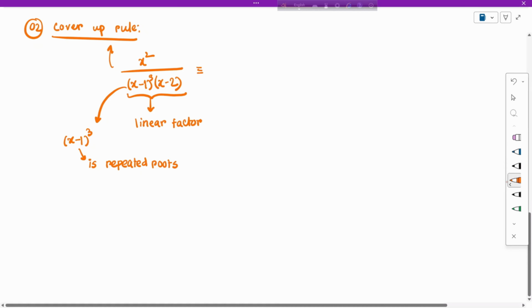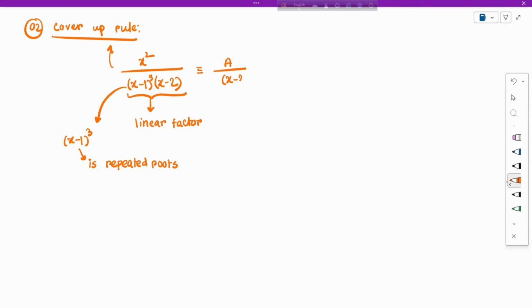What is going to be the formula or the format of the partial fractions that we write? For the linear factor x minus 2, we're going to write a divided by that. For the repeated roots, (x minus 1) whole cube, we're going to have to write b divided by x minus 1, c divided by (x minus 1) whole square, and d divided by (x minus 1) whole to the power 3. So for repeated roots like that, we have to write it in that format.